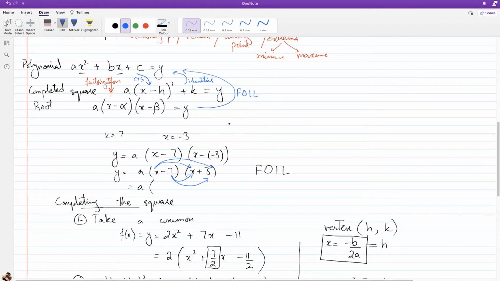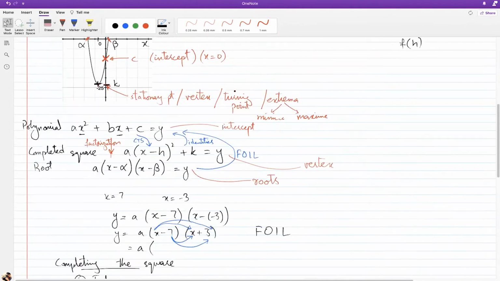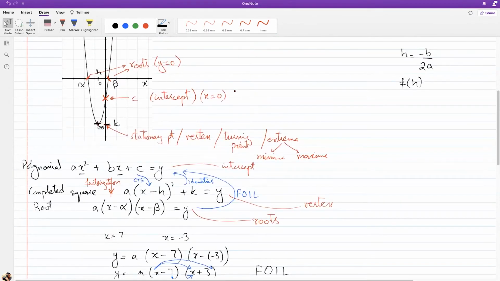Completed square form, that gives us the vertex. So this one is useful for vertex. This one is useful for roots. And what is the significance of this? This one is useful for intercept. तो हमारे पास ग्राफ बनने में 4 मेन वैल्यूज हैं. There is the intercept, there is the vertex, there are the roots, and fourthly, we have the shape. Shape comes from A.